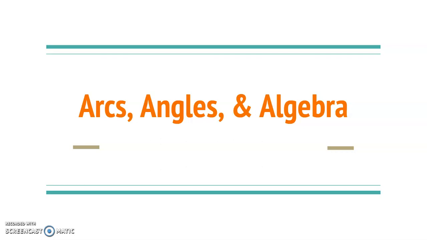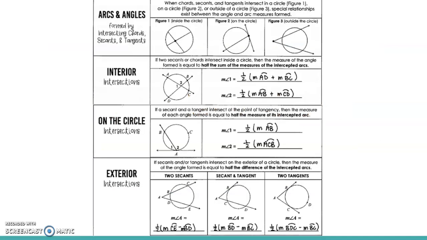For this video, we're going to look at arcs and angles again within a circle, but this time we're going to throw a little bit of algebra in there. So before we look at some examples, I do want to review that our different arcs and angles that are formed with chords, secants, and tangents can either have an interior intersection, an on the circle intersection, or an exterior intersection.